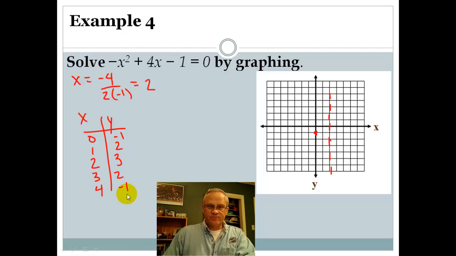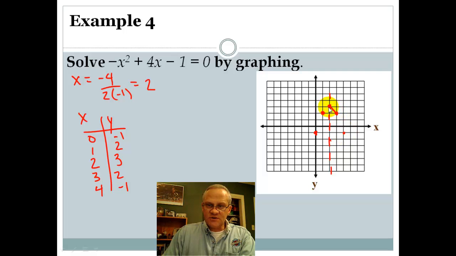So let's look at this. Remember the vertex here is at 2, 3. So at 2 and then 1, 2, 3, put a dot. And then I've got 1, 2. And of course 0, negative 1. We already got that one. And then I've got 3, 2. And then of course 4, negative 1.